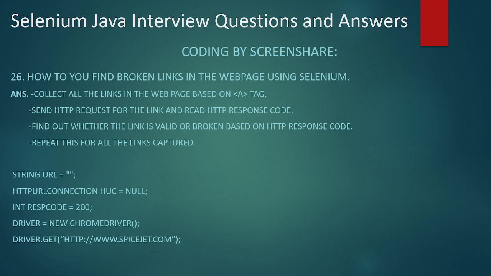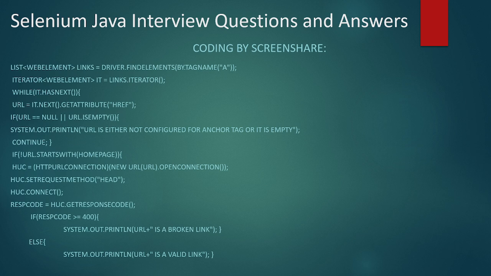Okay, so first you have to define one URL variable here. Then you also have to create a variable of HttpURLConnection. This is a class, guys. Now you also have to define the response code as 200, that is OK, meaning it's visible properly. Then you have to open your URL. Then in the List interface, guys, you have to store all the tag names here. Then you have to iterate it and check it.